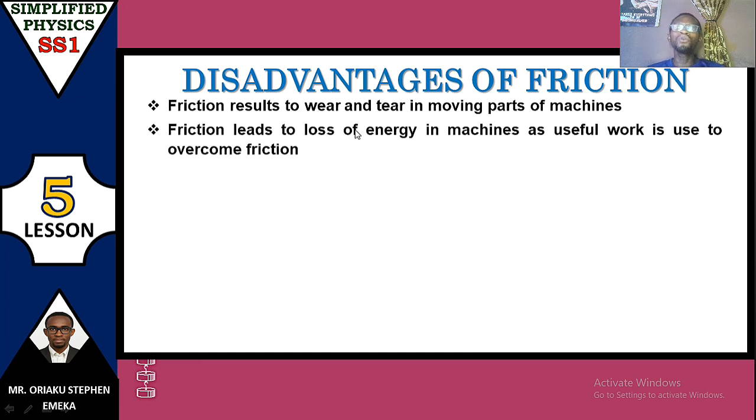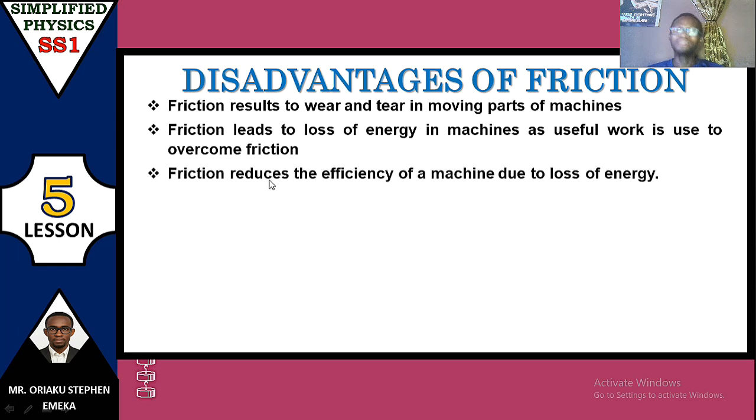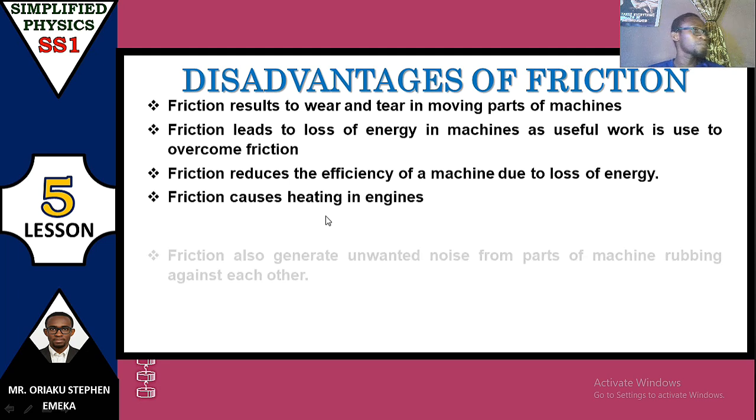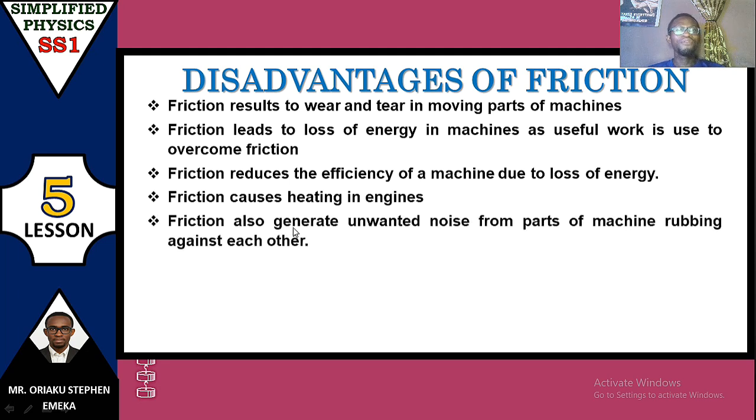Now friction also leads to loss of energy in machines, and this is actually what makes machines not to be 100% efficient. So we have talked about it. Friction reduces the efficiency of machines due to loss of energy. Friction is what causes engines to heat up. So, heating in engines: you see that after being used, the engines become hot. So it is friction that is making them hot. The next one: friction also generates unwanted noise from machine parts when they are rubbing against themselves.